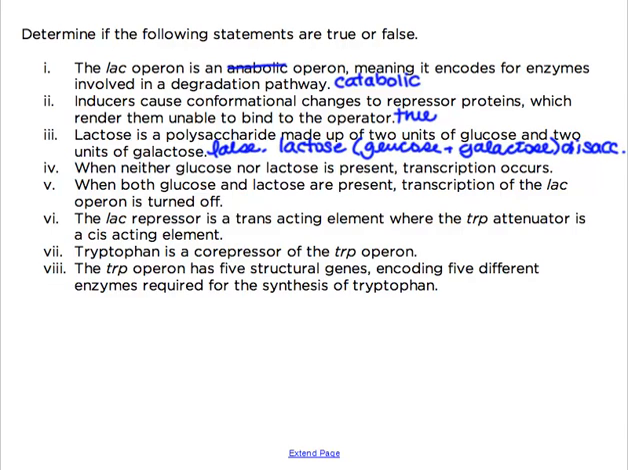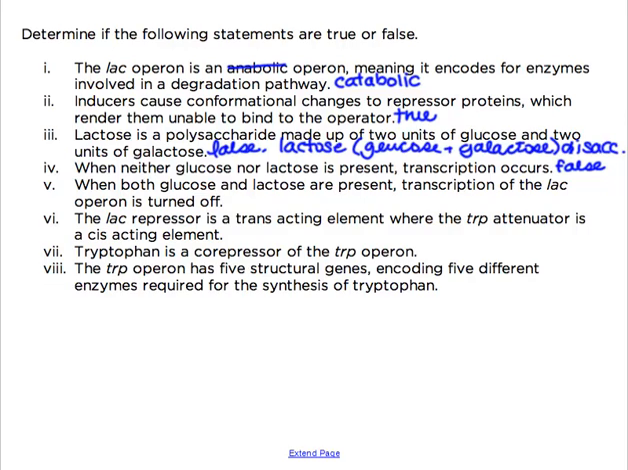4. When neither glucose nor lactose is present, transcription occurs. And they mean here transcription of the LAC operon. So this is false. In order for transcription of the LAC operon to occur, the repressor protein must be bound to an inducer, allolactose. If no lactose is present, then an inducer isn't present, and therefore the repressor is still bound to the operator to block transcription.